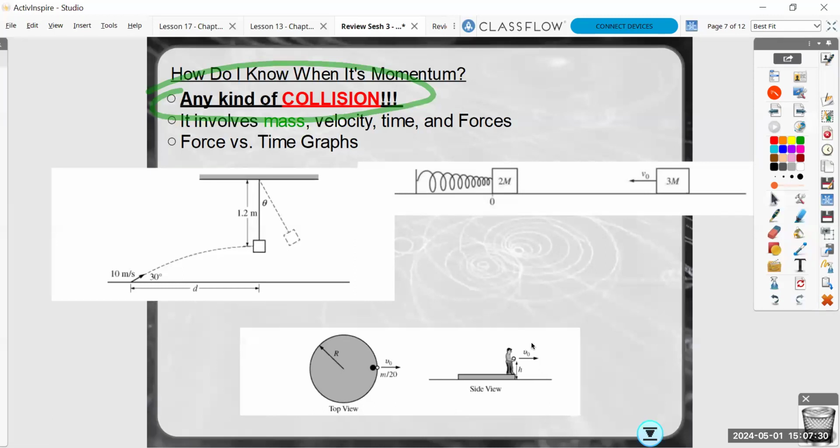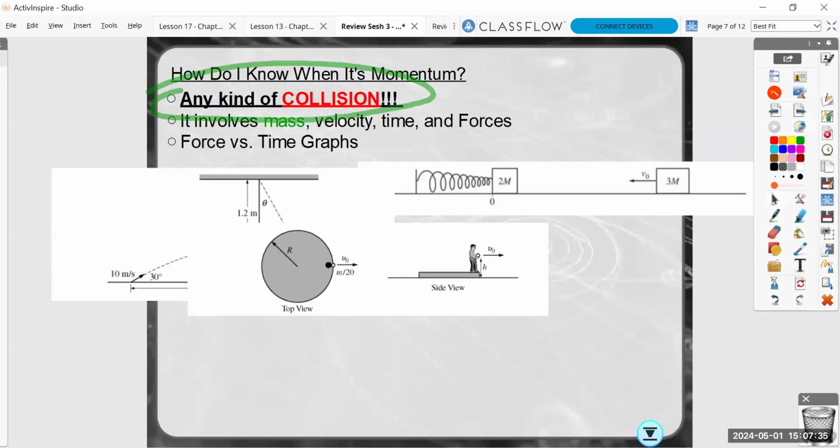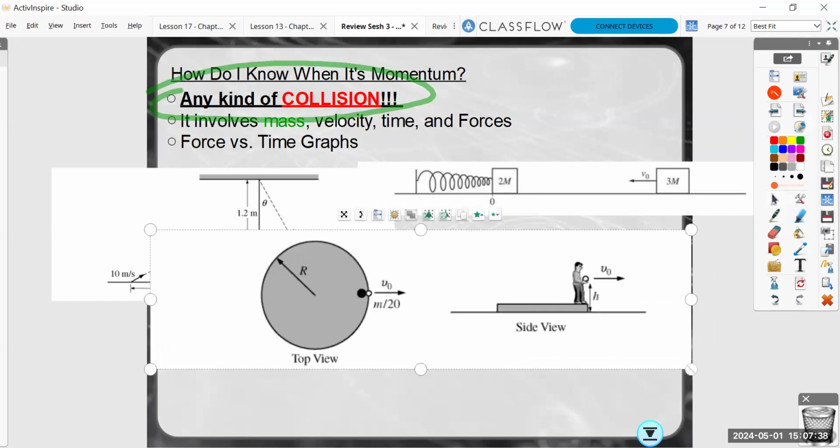Sometimes you'll also encounter situations like this, where you've got a guy on a frictionless disc. You can use conservation of momentum, because if he throws a ball to the right, he's going to go the other way. Yeah, it's kind of like an inelastic collision. There's no momentum at first, so whatever momentum the ball gets, the rest of the system is going to get in the other direction. Your total momentum started at 0, so your total momentum has to end at 0 also.